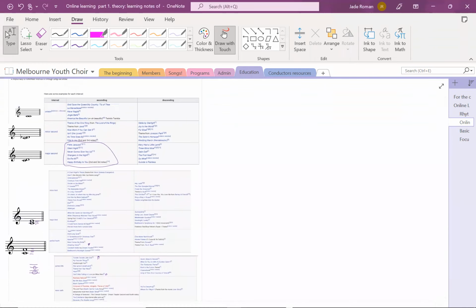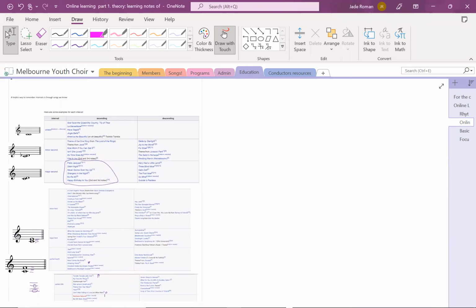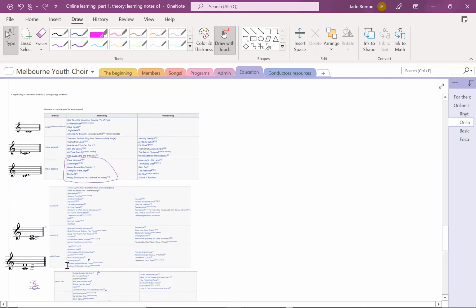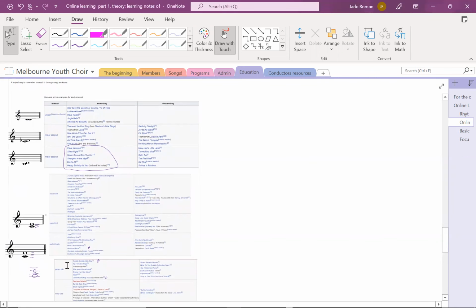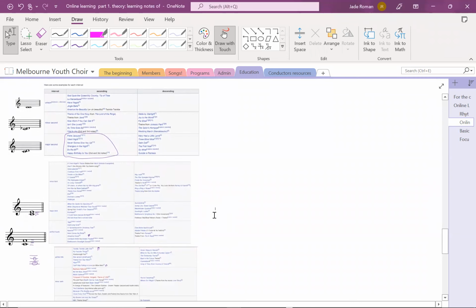So let's revise. Unison is just the same note. A major second is Happy Birthday. Happy birthday to you. A minor second is the Jaws theme. A major third is Kumbaya. Kumbaya, Kumbaya. Perfect fourth is Amazing Grace or the Australian National Anthem.